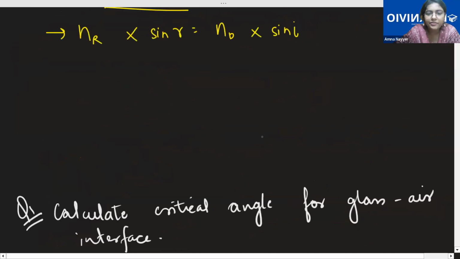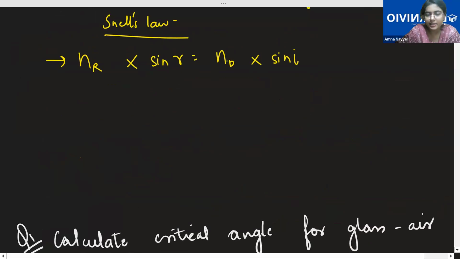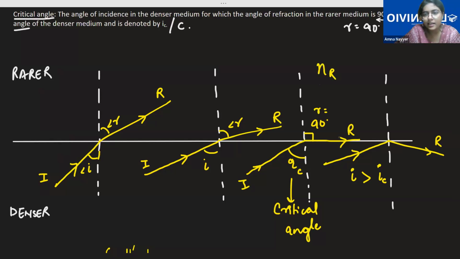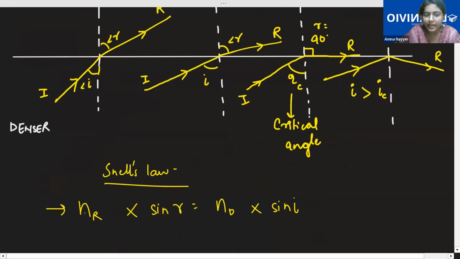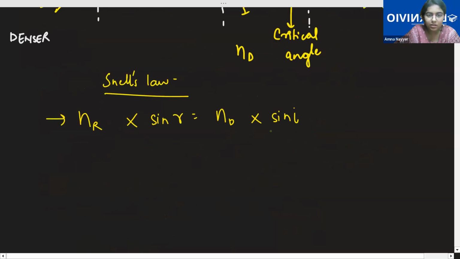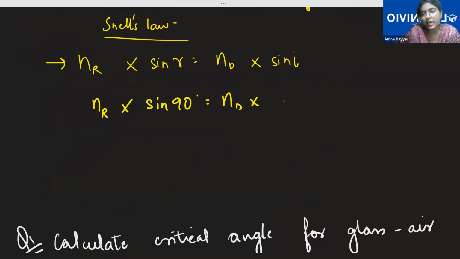See here. First, let me tell you Snell's law over here. If I apply Snell's law, what have we discussed? Same medium. Let me apply Snell's law at this critical angle point. So let's say here the refractive index is NR. So NR into sine R, same angle, same refractive index, is equal to, let's say this is ND, so it's ND into sine I. Clear? This is our Snell's law. Now see, NR into sine 90 degree is equal to ND into sine I.